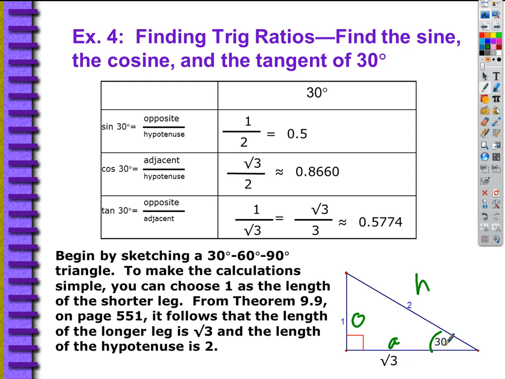The sine of 30 would just be opposite, which is 1, divided by hypotenuse, which is 2, so 1/2. Okay. The cosine would be adjacent, which is square root of 3 divided by hypotenuse, which is 2, so square root of 3 over 2. And then the tangent, opposite over adjacent, 1 over the square root of 3, multiplied by square root of 3 over square root of 3. This one we don't really use that much. But these two are very common.